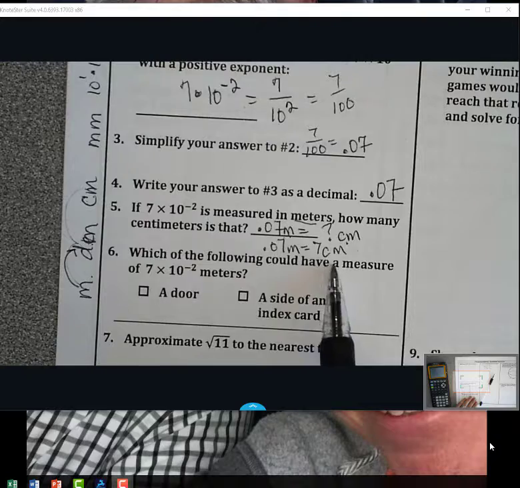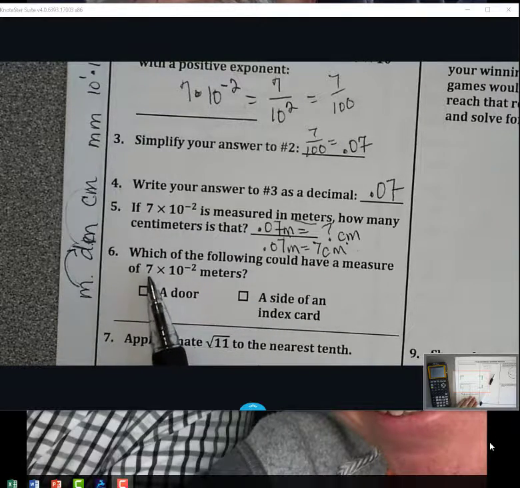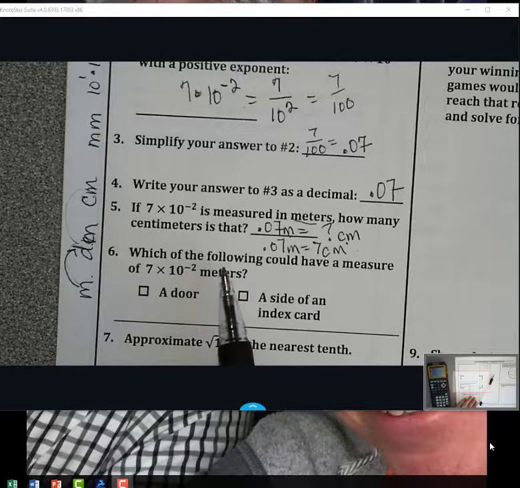Which of the following could have a measure of 7 times 10 to the negative 2? In other words, 7 centimeters. Which one of these could be 7 centimeters? Not a door.